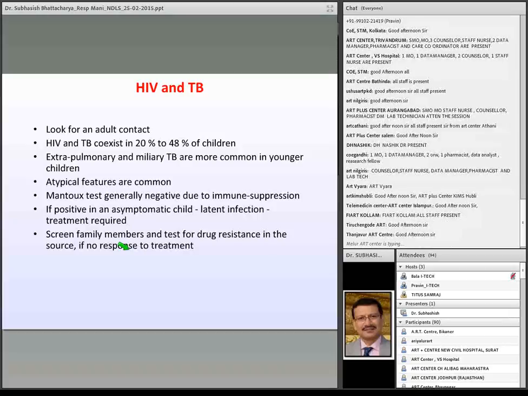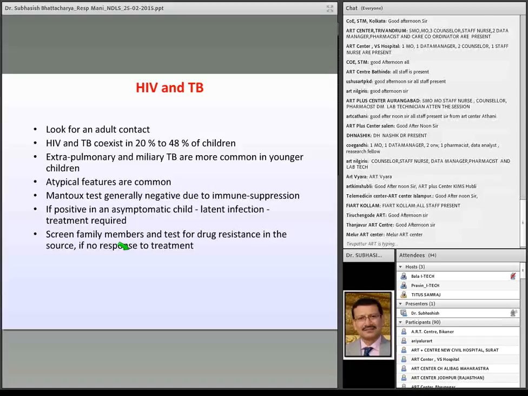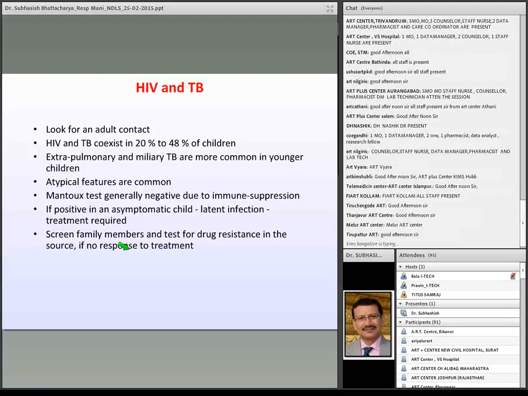Extrapulmonary and miliary TB are more common in younger children, and sometimes they present atypically. The Mantoux test commonly done to diagnose TB is generally negative due to immune suppression. If positive in an asymptomatic child, latent infection should be considered and treatment may be required. Screen family members and test for drug resistance in the source when there is no response to anti-tubercular medication in this group of children.